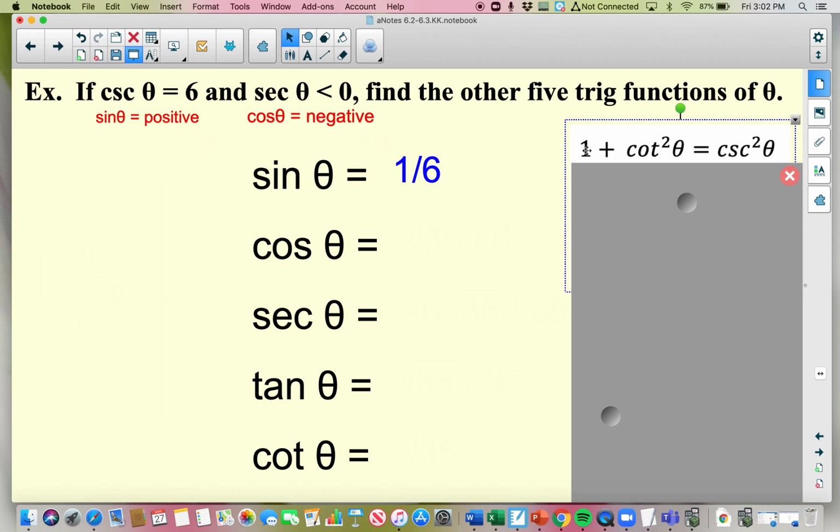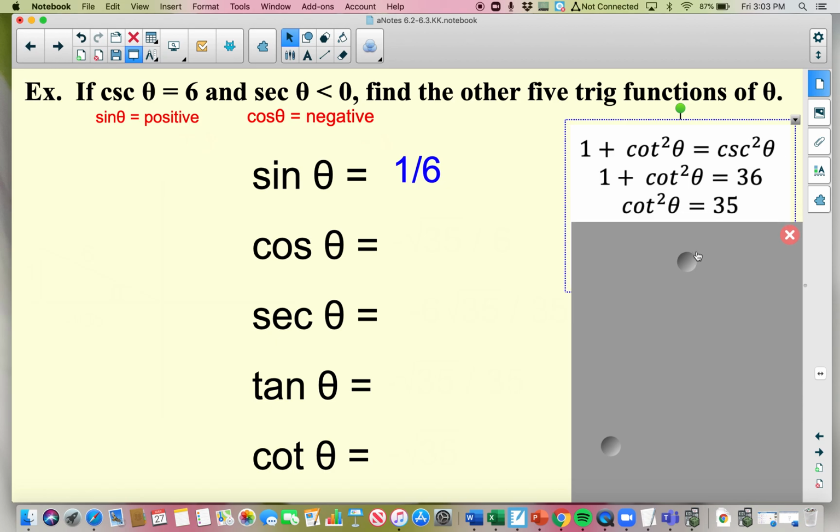I'm going to go over and use this Pythagorean identity that says 1 plus cotangent squared equals cosecant squared. And I'm doing that because I know the cosecant value is 6. So I can just replace this cosecant squared with 6 squared, which is obviously 36. Now I can solve for cotangent. So I can subtract the 1 over, which would be 35, and I can square root both sides, and I get a plus or minus.